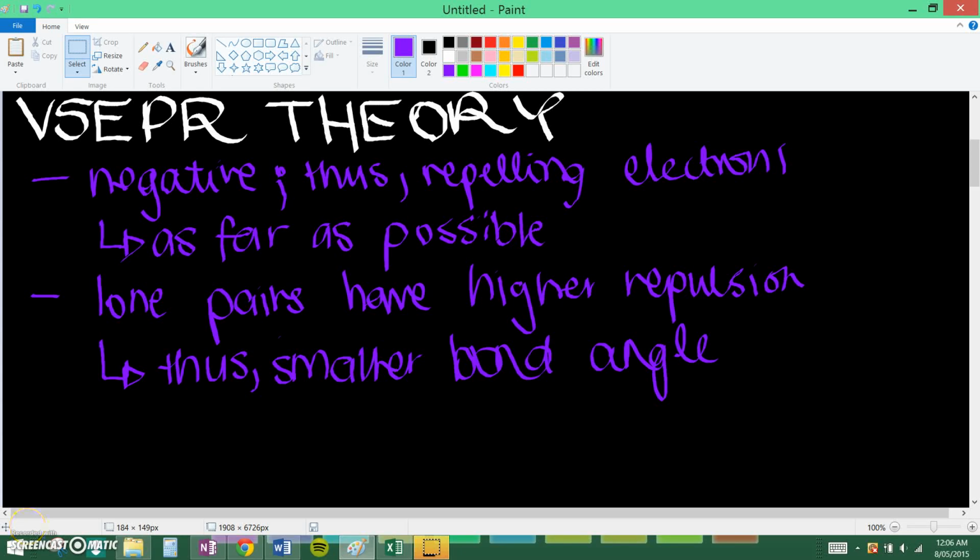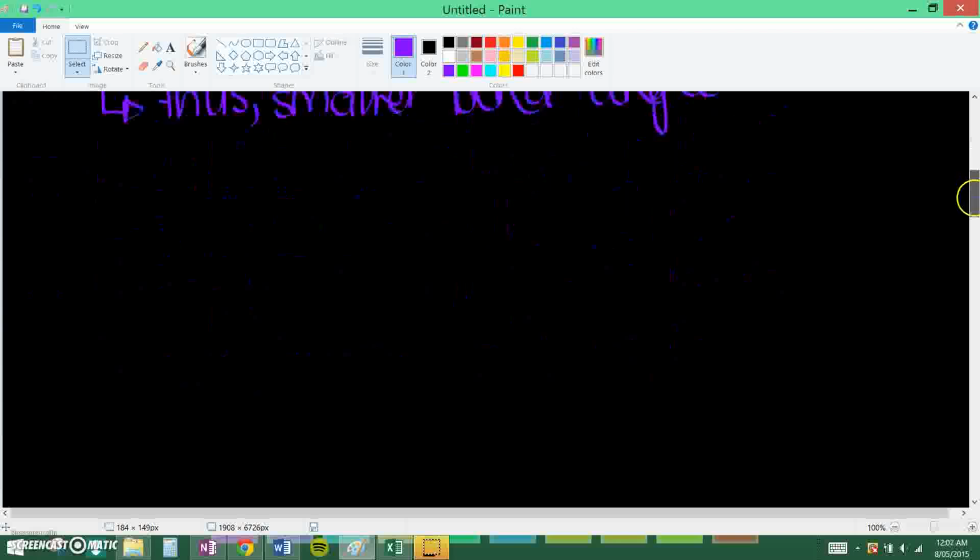So basically the VSEPR theory has two fundamental principles. The first one is that electrons are all negatively charged, and if you put, for example, the two negatively charged ends of a magnet together, they repel. Electrons act in the same manner, and in nature they repel and try to get as far away from each other as possible. It also states that lone pairs have higher repulsion, and this in turn results in a smaller bond angle. So I'm just going to be listing the families of the VSEPR theory and the bond angles related to them.